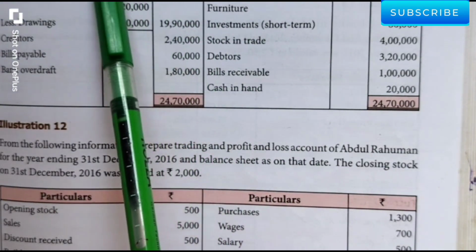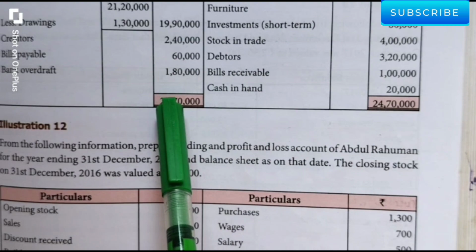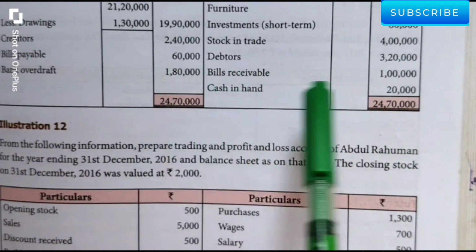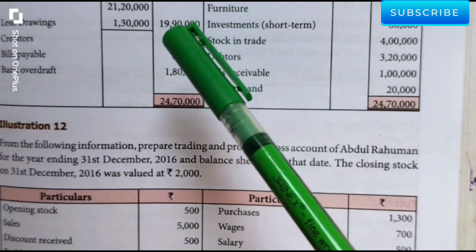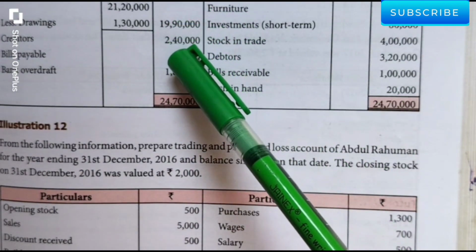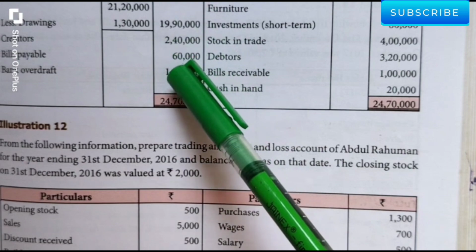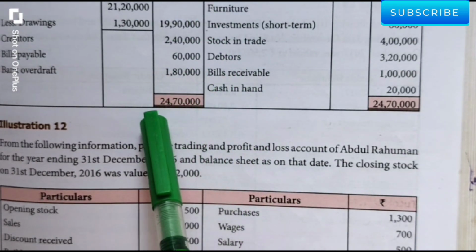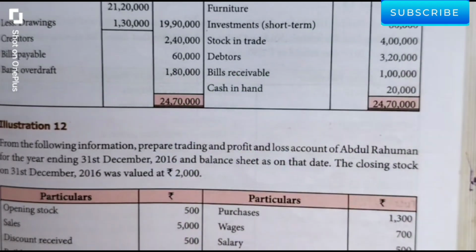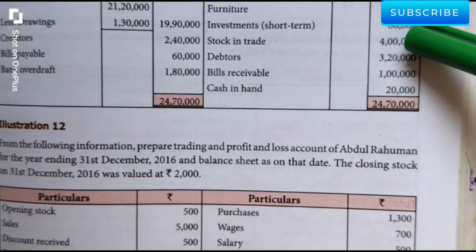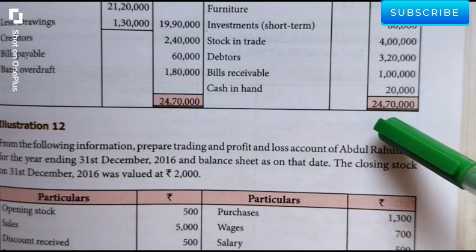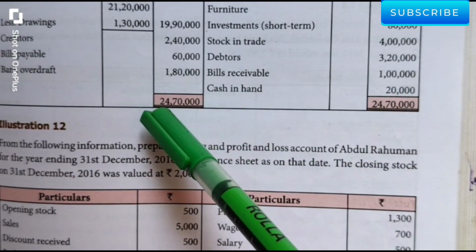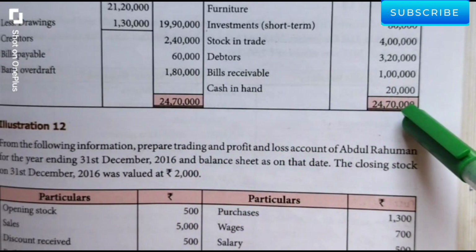As per the format of the balance sheet, we must give the same total on both sides. Okay, so we have added all the values on the liability side. We will get 24,70,000, and on the asset side we have added all the amounts. We will get 24,70,000. So we have the same total on both the asset and liability sides.